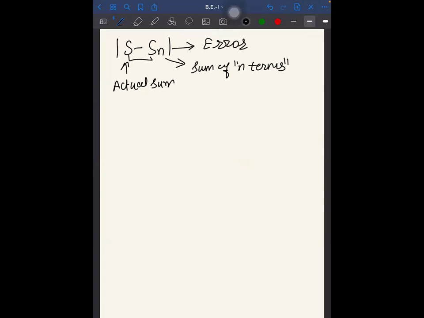Now what do you want to say? That the error is always less than or equal to Un plus 1, right? Okay, now we have two cases. Case 1, n can be even. Case 2, n can be odd.